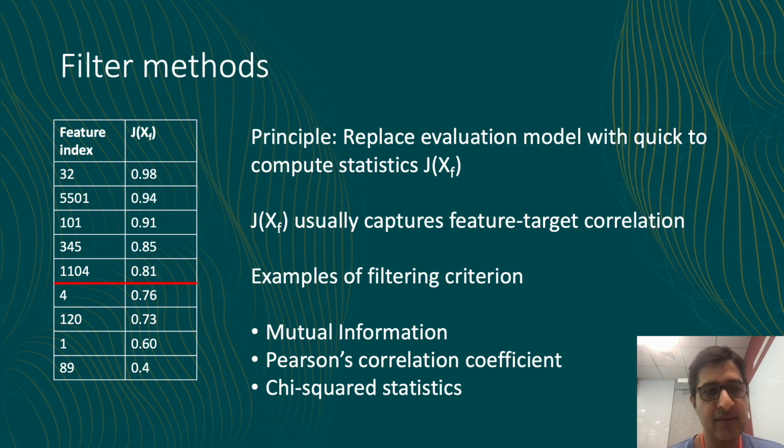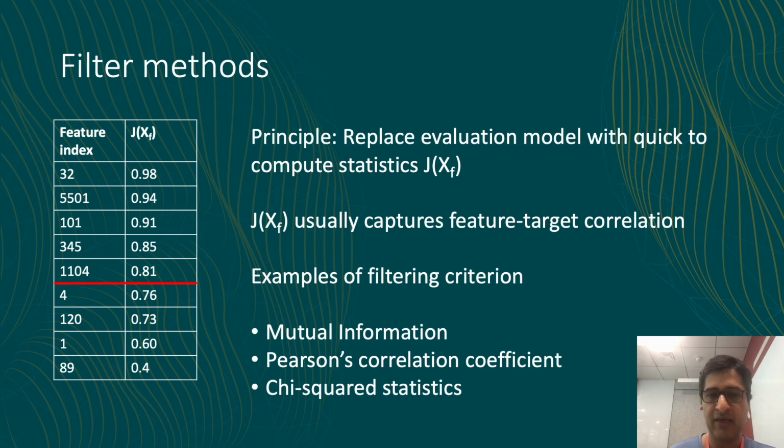The next set of methods are the filter methods, where essentially you have a statistic, let's say J, for each of the features, and you try and figure out the goodness of that feature. So for example, in this particular example, the goodness of feature number 32 is 0.98, and then you order them in decreasing order of their goodness, and then you decide what your budget is. Let's say in this particular case you had a budget of 5 features, then you select the top 5 features according to the goodness of feature metric.